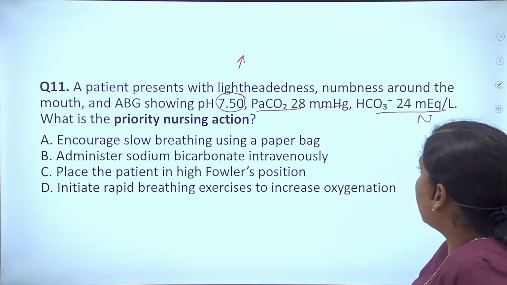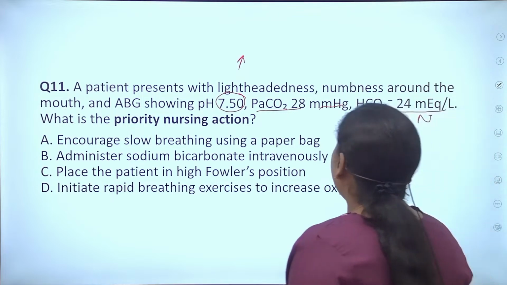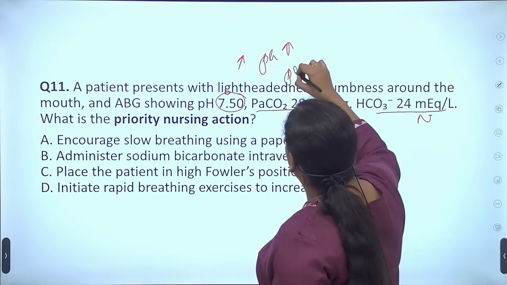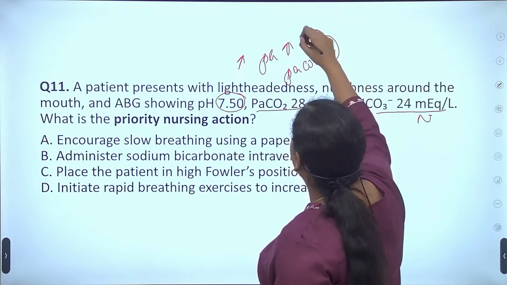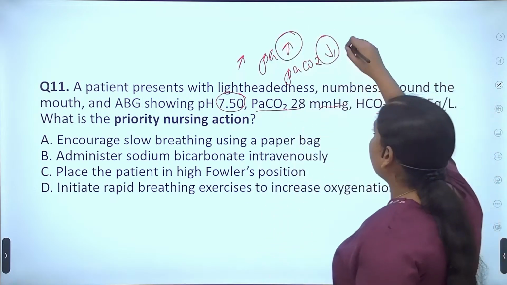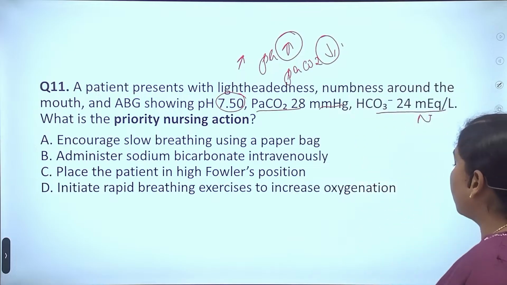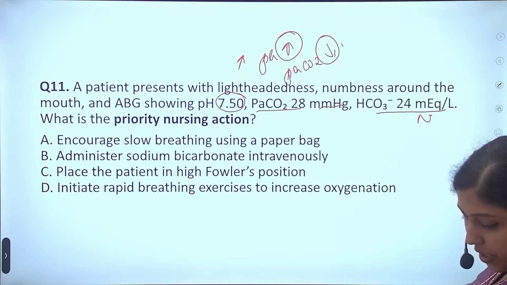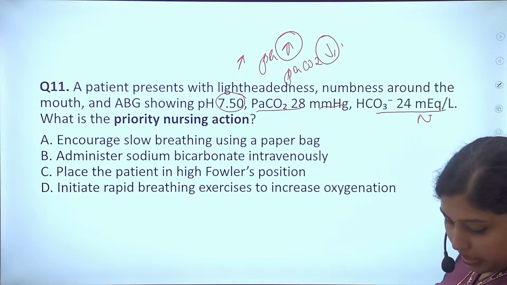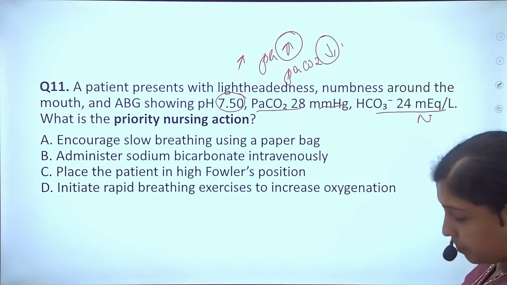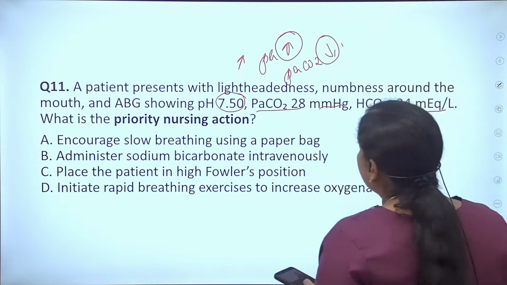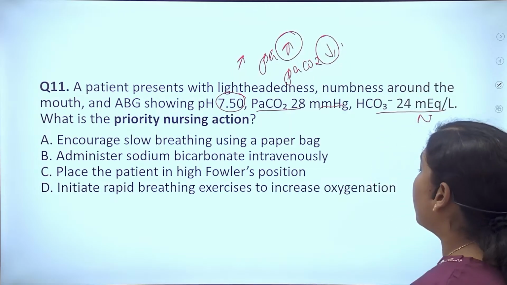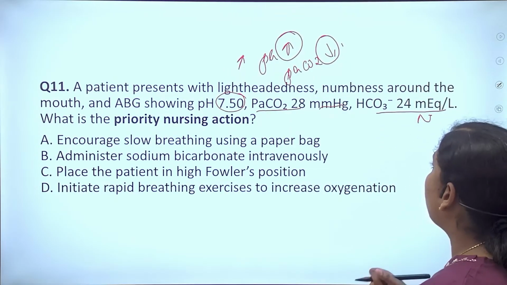If you talk about pH, it is increased, and PaCO2 is decreased. When they are going in reverse directions, the condition is what? Yes, very good, very good. Many people have started answering correctly. Yes. Right? So the patient is going for respiratory acidosis. Sorry, respiratory alkalosis. So in this case, what is the management?